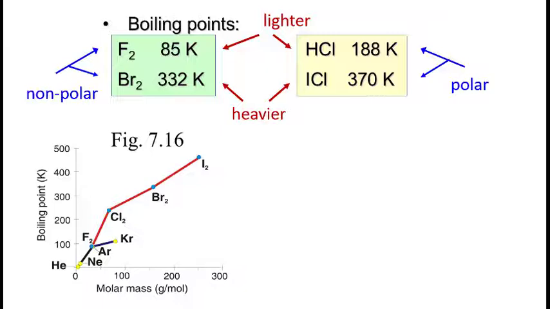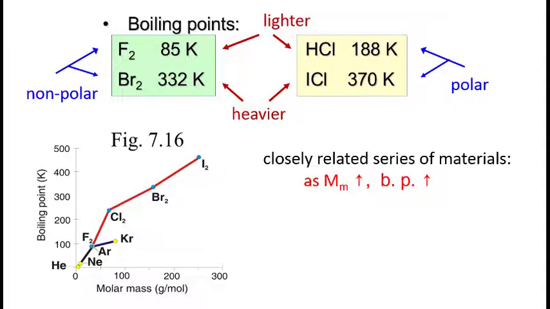The boiling points of the noble gases, shown by the yellow points connected by the black line, show an increase in boiling point with an increase in mass. Same with the halogens, shown by the blue points connected by the red line. In each case, when comparing a closely related series of materials, such as the monoatomic noble gases or the diatomic halogens, as the molar mass goes up, the boiling point goes up.